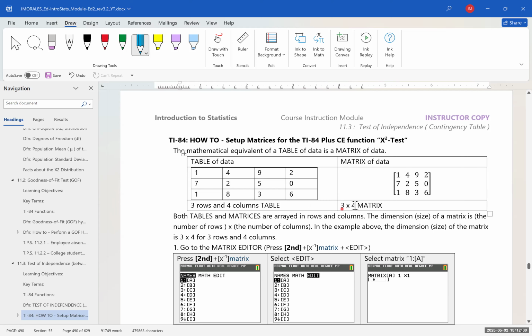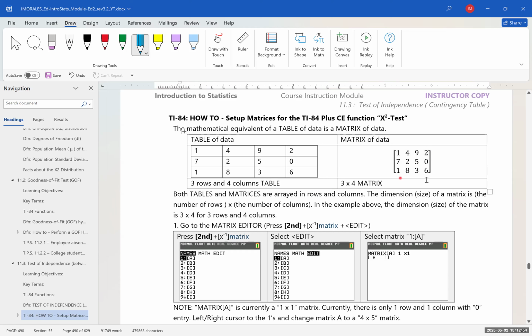3 rows, 4 columns. And you can see that these numbers ordered in rows and columns are in the same order as in the table. And so this is a matrix. You see this a lot in linear algebra, for example. Both tables and matrices are arrayed in rows and columns.